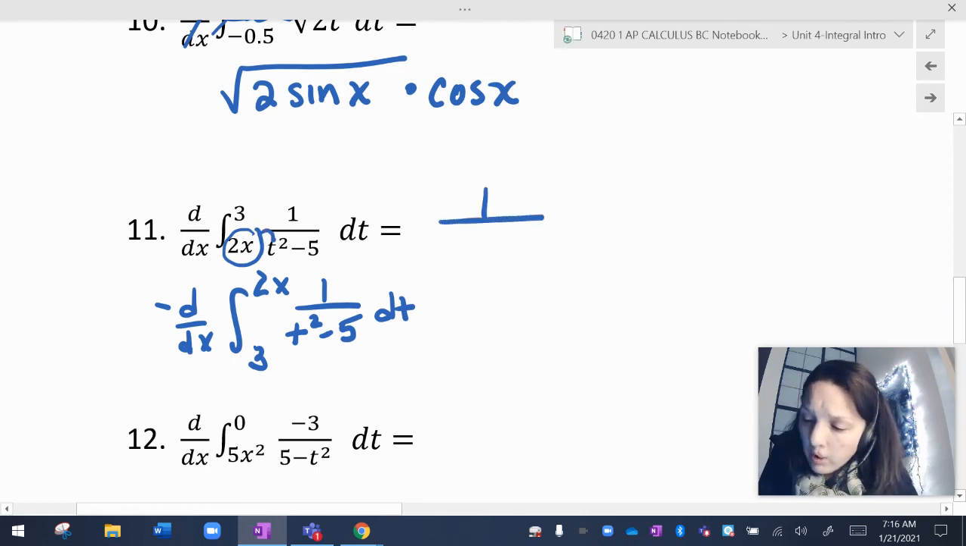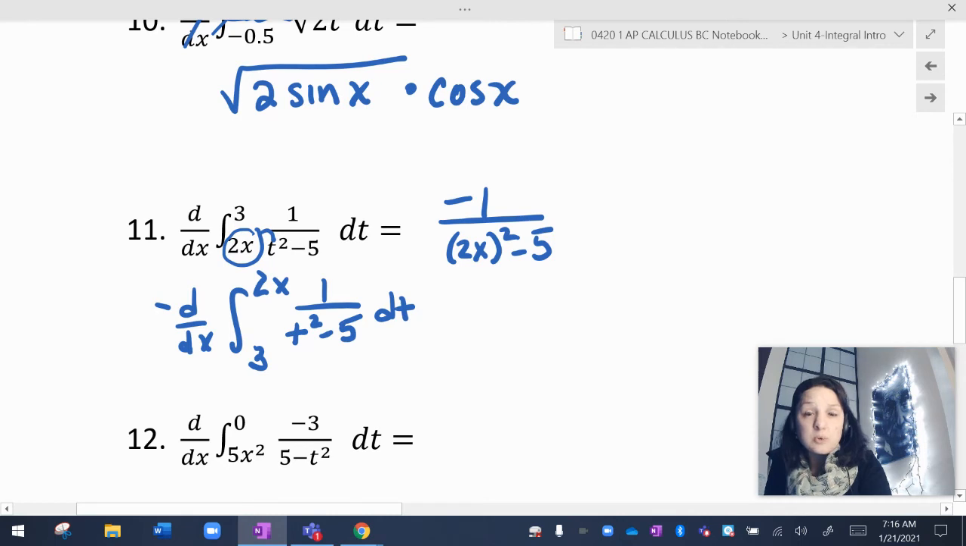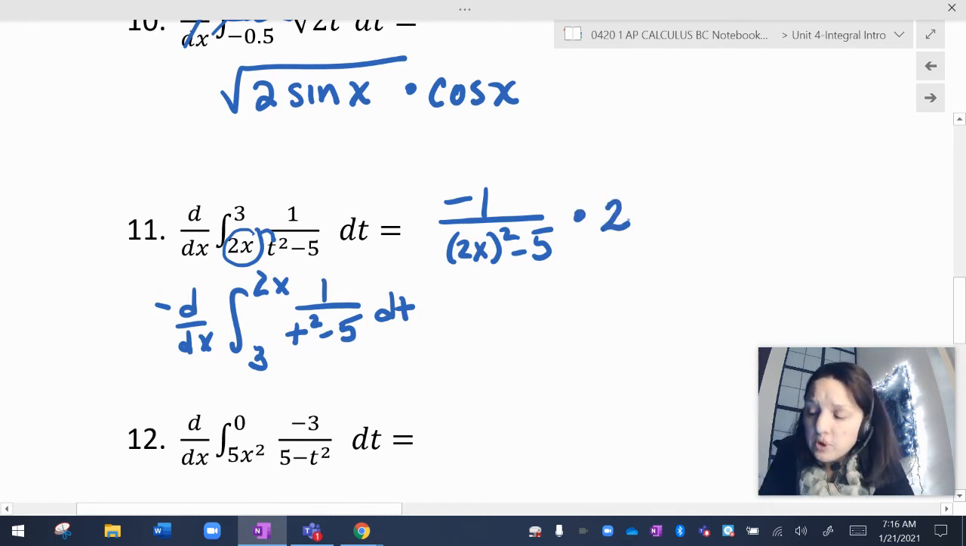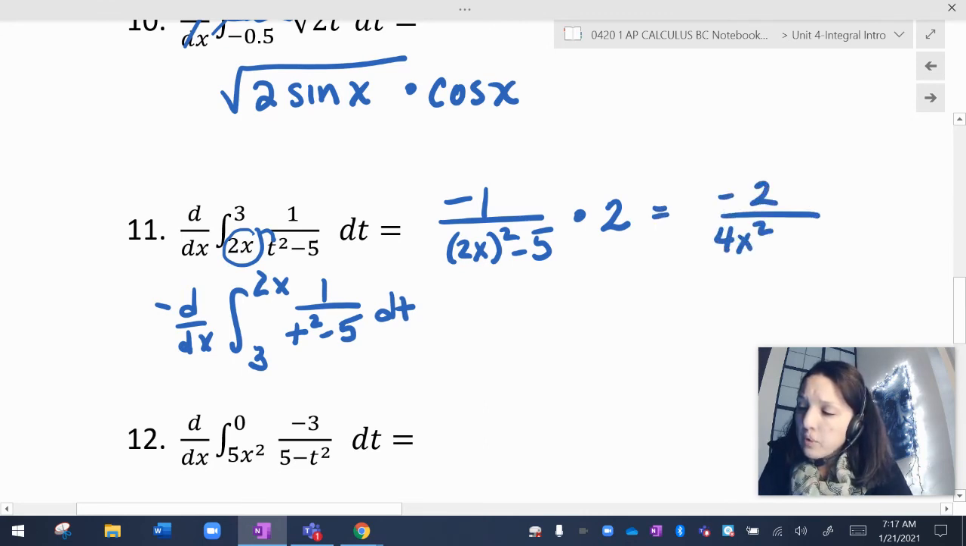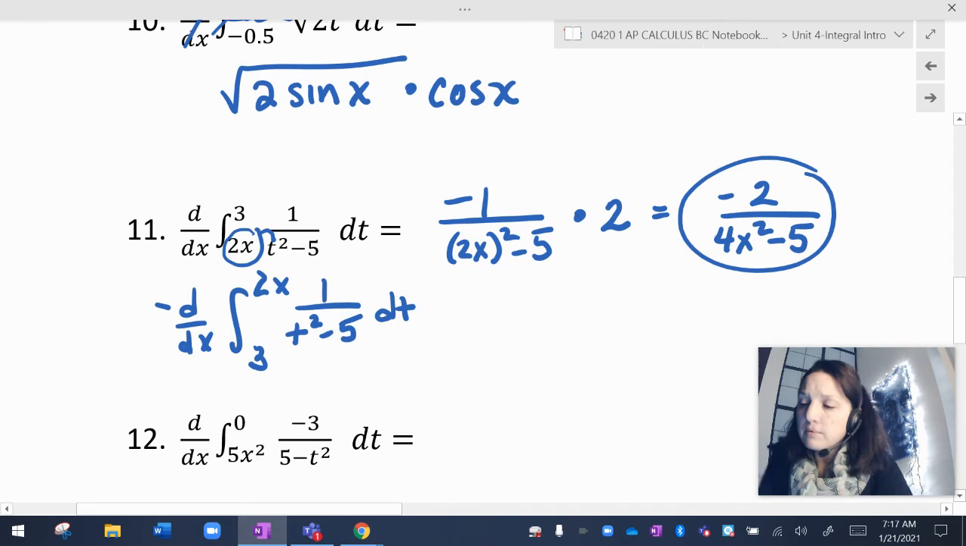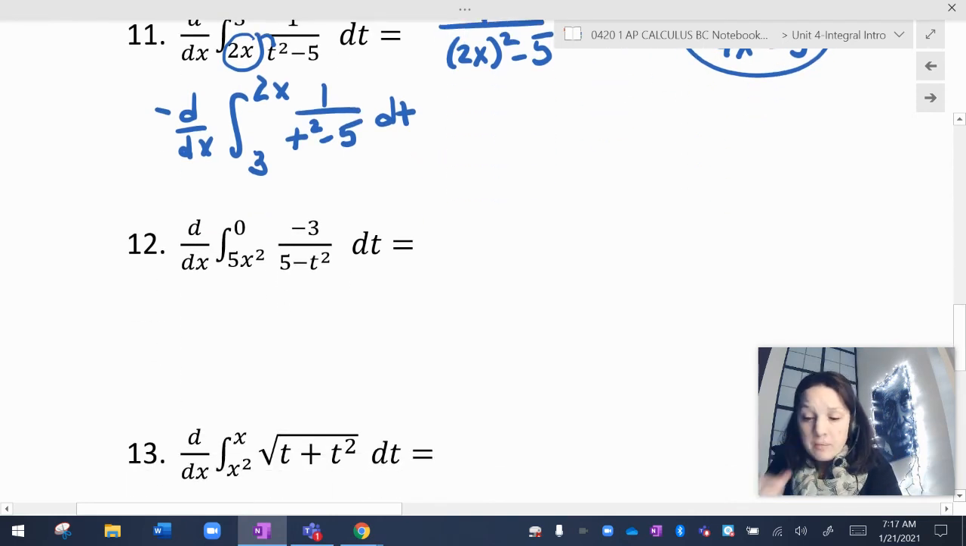So it's going to be 1 over 2x squared minus 5, negated because that 2x was on the bottom, and I need to multiply by the derivative of 2x, which is 2. So negative 2 over 4x squared minus 5. Same thing down here. All right.